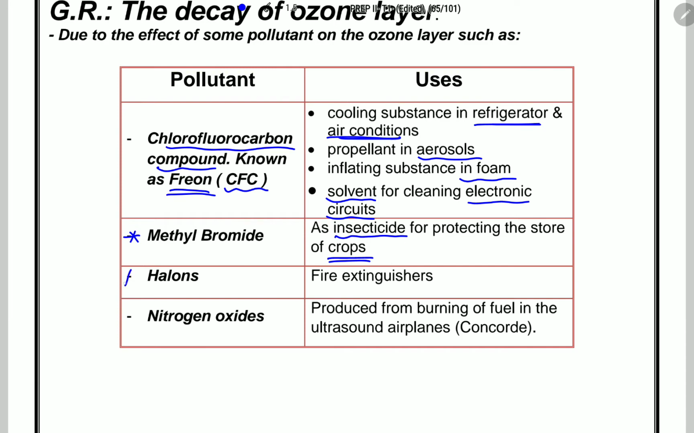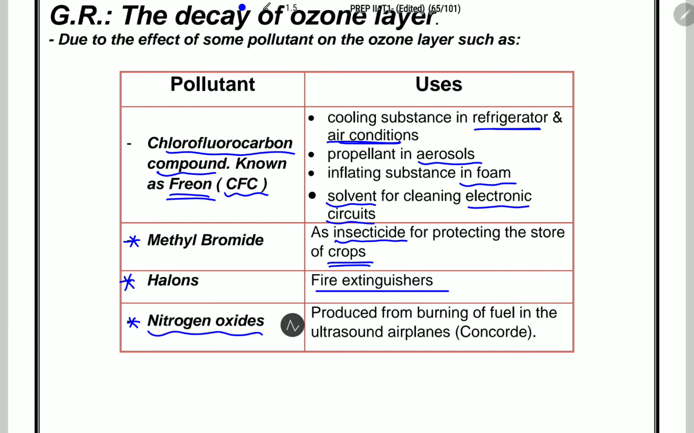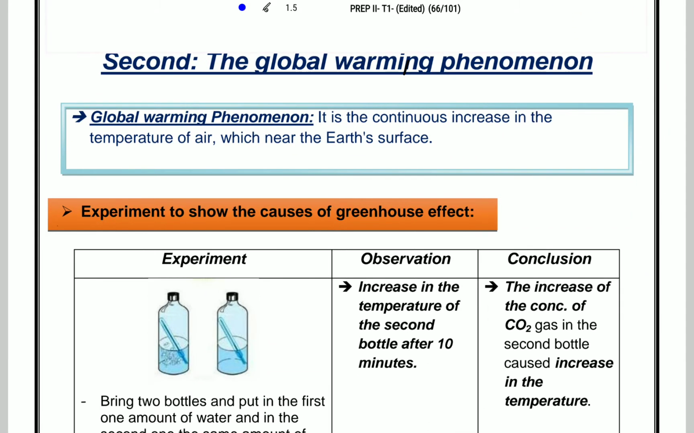The third pollutant for the ozone layer is called halogens, and these halogen substances are used in fire extinguishers to put out fires. Finally, the nitrogen oxides, produced from burning fuel in the ultrasonic airplanes, the Concorde airplanes. It's a kind of airplane that flies so fast. When this fuel burns, it produces nitrogen oxides, which cause erosion of the ozone layer. This is the first problem.